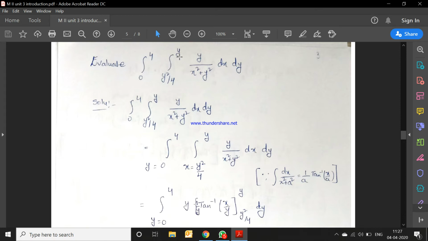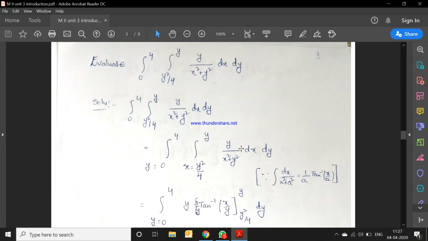Evaluate integral 0 to 4, integral y square by 4 to y. The function is y by x square plus y square dx dy. So here the limits are functions in y. So that's why these limits are for x. The remaining limits are for y. So x is equal to y square by 4 to y, of y by x square plus y square dx dy.